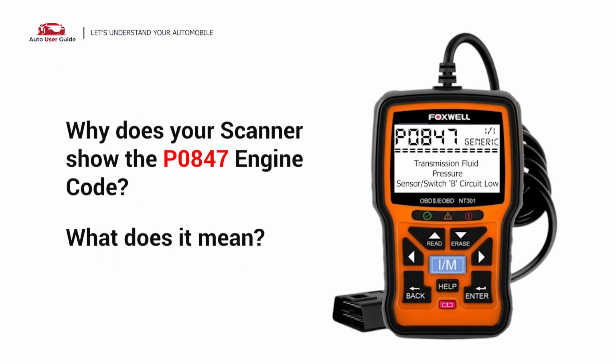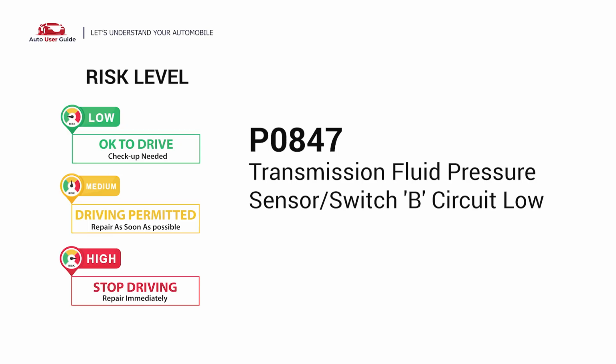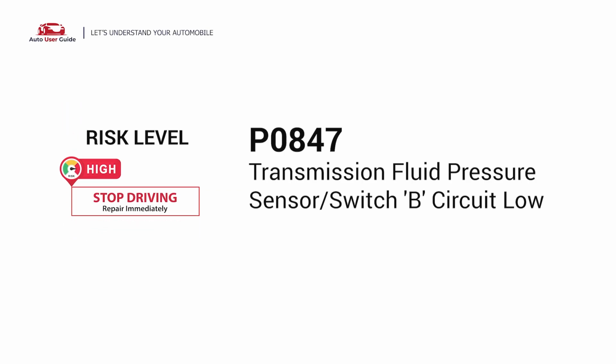Why does your scanner show the P0847 engine code? What does it mean? P0847 is a diagnostic trouble code for transmission fluid pressure sensor or switch B circuit low.